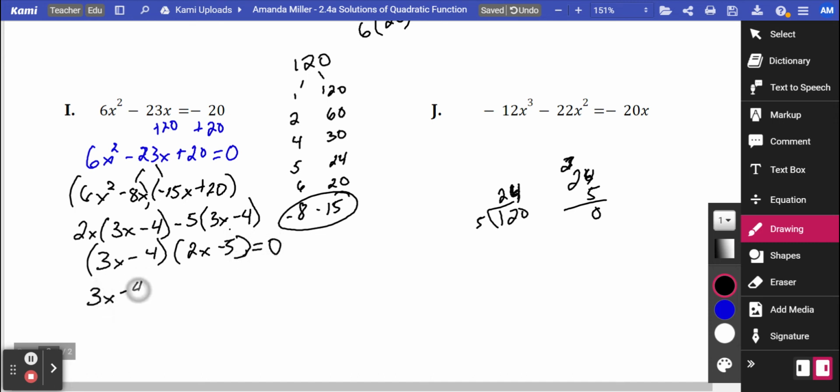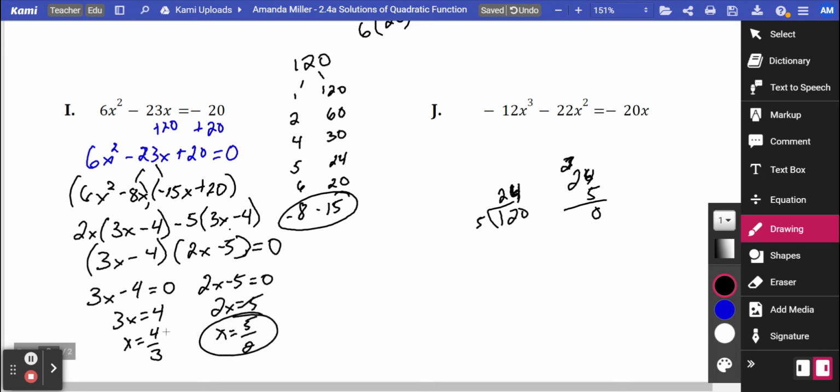Now I'm going to set both pieces equal to 0 and solve. I'd add 4 here, divide by 3. Here I'd add 5, divide by 2. And those would be my two solutions.